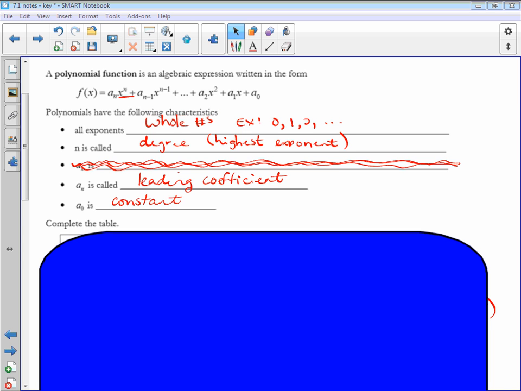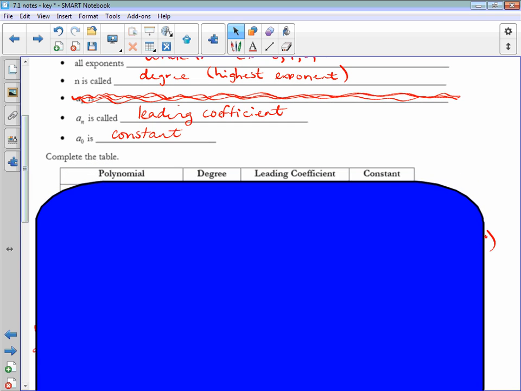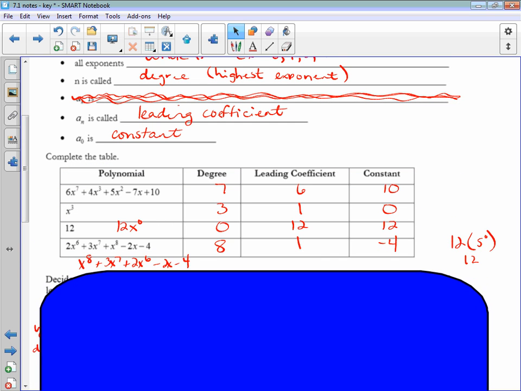Yeah, you got to think about your quadrants, and that's not easy. All right, let's see how you did. So first one there, degree of 7, leading coefficient 6, constant 10. Everybody okay with that one? Second one, degree of 3, leading coefficient 1, constant 0. Does that make sense?